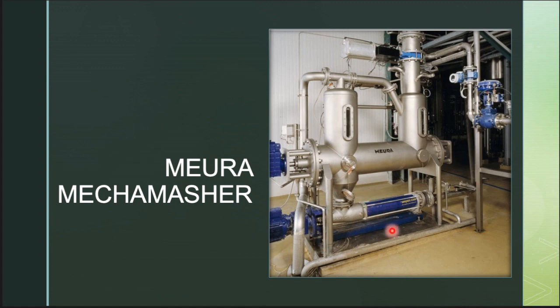These are another kind of pre-masher called the Meura mecha masher. In this design, the incoming malt grist is mixed in the hydrator with the hot water and is mixed intensively in a mecha masher beneath it by means of a screw conveyor. Prior to malt grist, the system is completely flushed with deaerated water to avoid oxygen. The mash is later pumped with the eccentric screw pump, also called a monopump, with no oxygen entry to the mash tun.